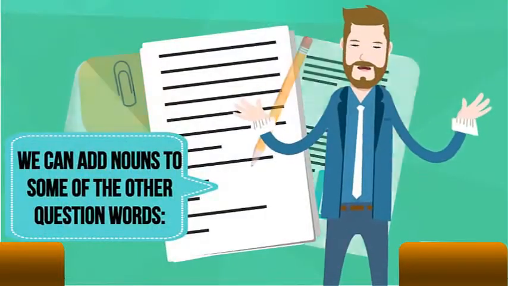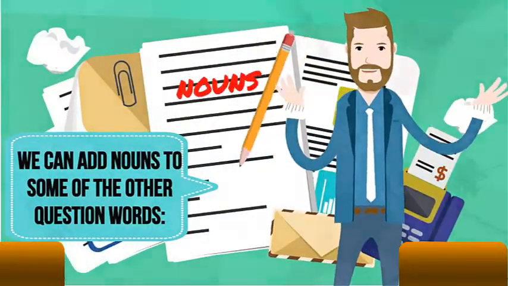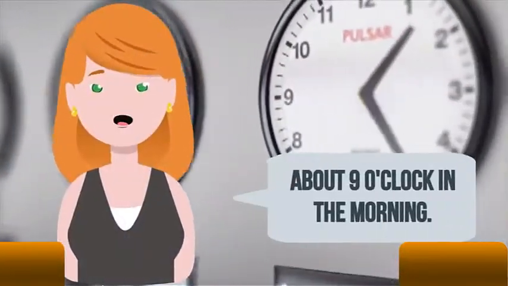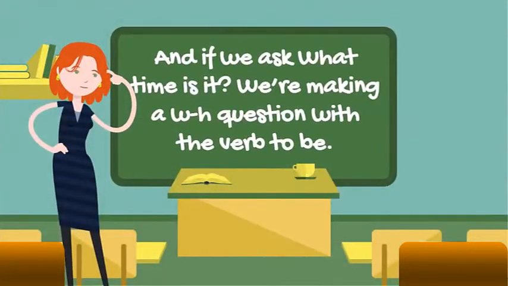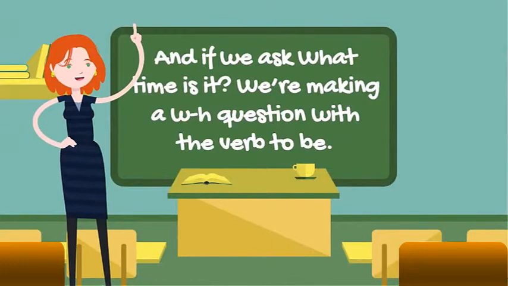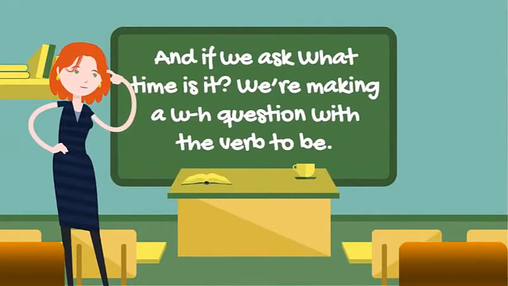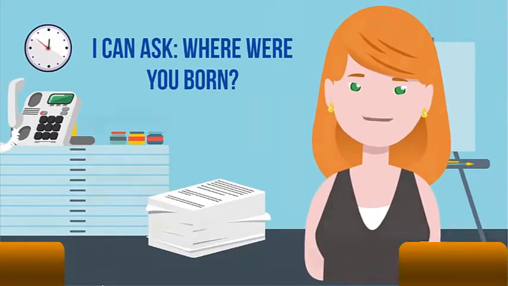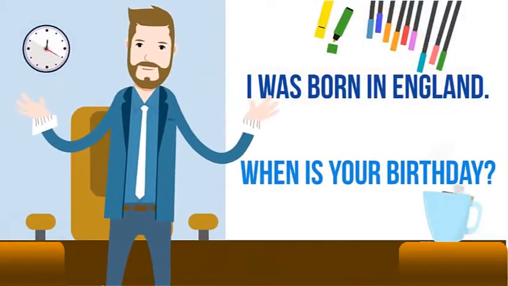We can add nouns to some of the other question words. What time do you start work? About 9 o'clock in the morning. And if we ask what time is it, we're making a WH question with the verb to be. I can ask, where were you born? I was born in England.